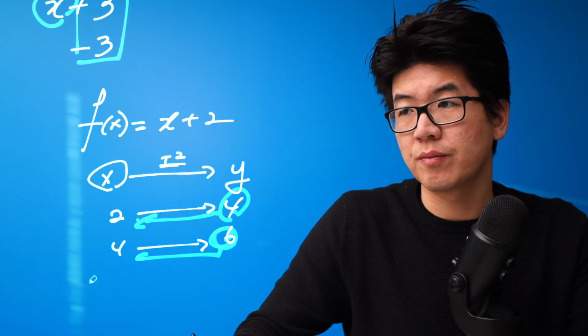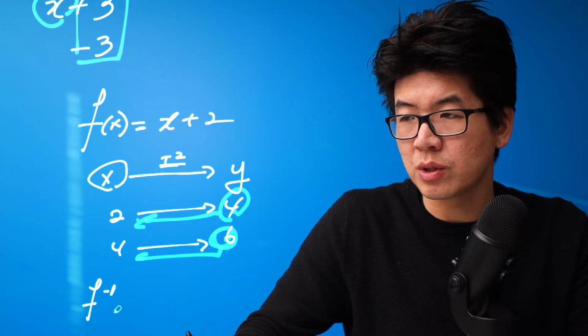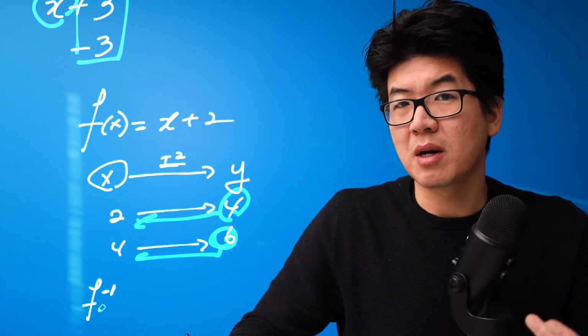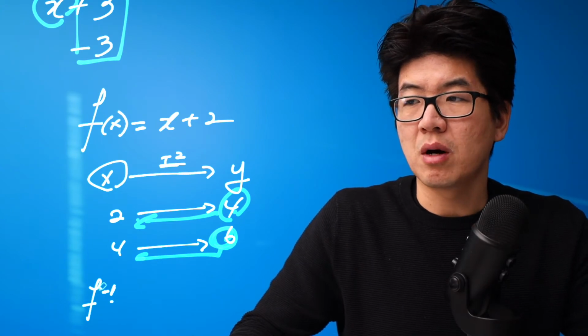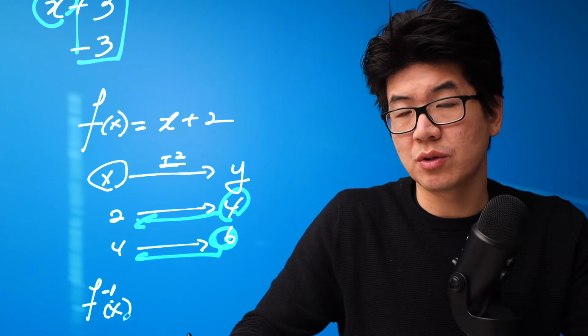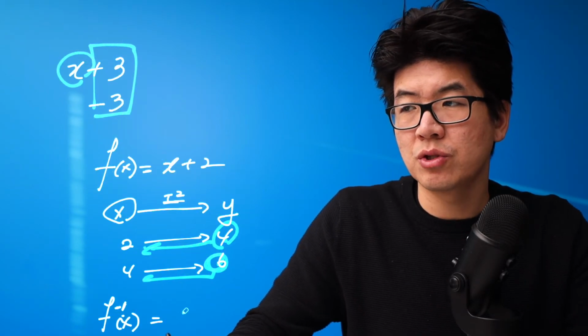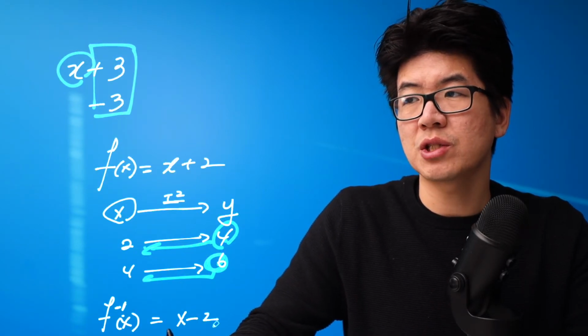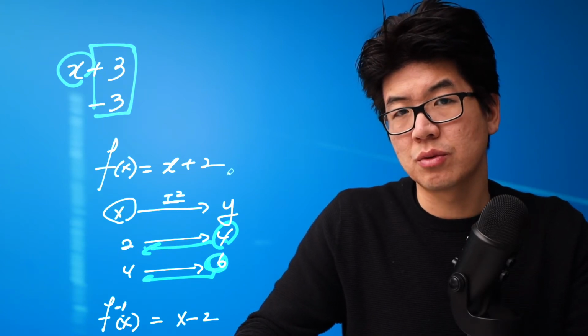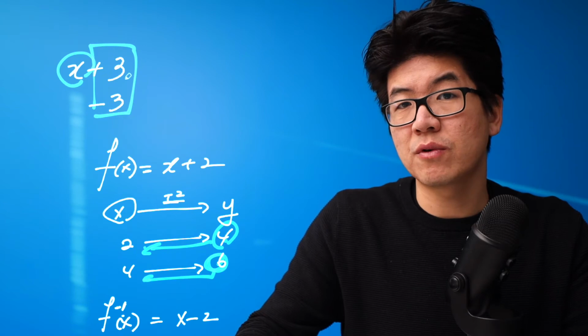How would you do that? And we use this notation here, this minus 1. This is confusing because you might think this is like a negative exponent, but on a function, if this is a function, not a variable, we mean inverse. And clearly, we're just subtracting by 2. So subtraction of 2 is the inverse function of plus 2. So very similar to the inverse operation.